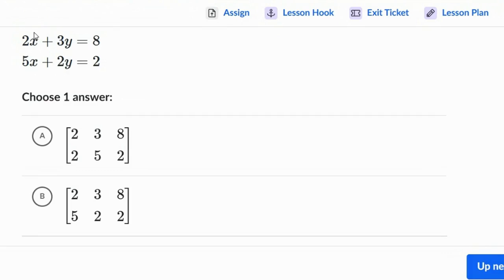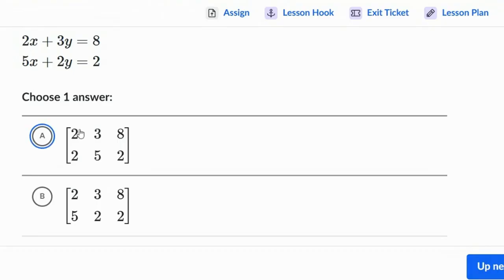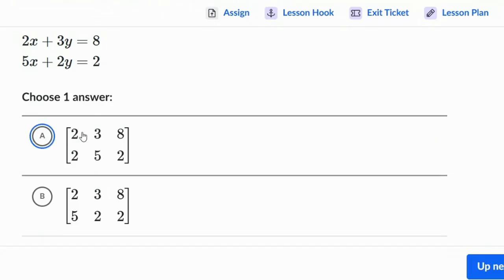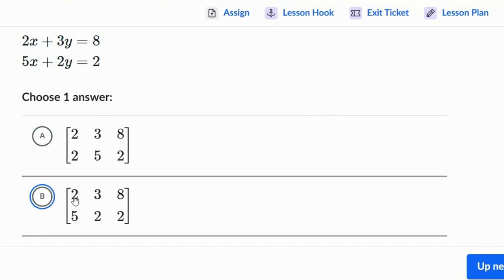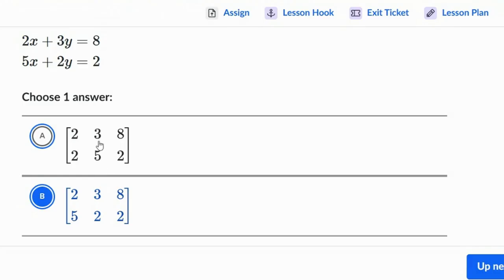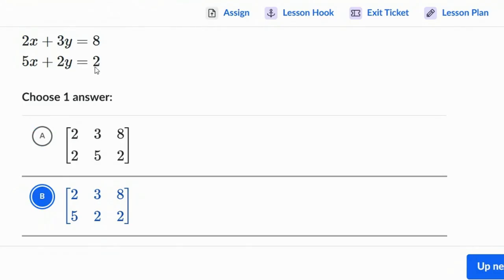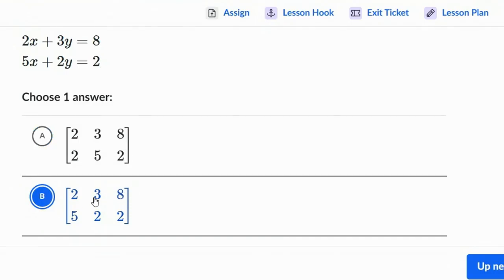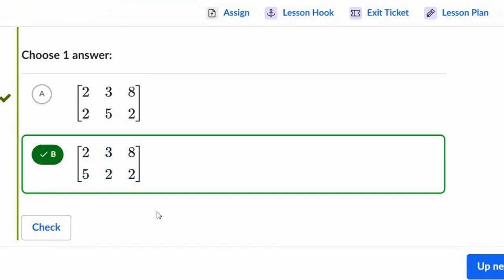The x column is the first column. So the first column should have a 2 and a 5. This one has a 2 and a 2. This one has a 2 and a 5. So that's looking correct. Let's check the y's. 3 and 2 is the y column. 3 and 5, that's not correct. 3 and 2, that's correct. And 8 and 2, both of them have 8 and 2. So if we look at that, that is correct.